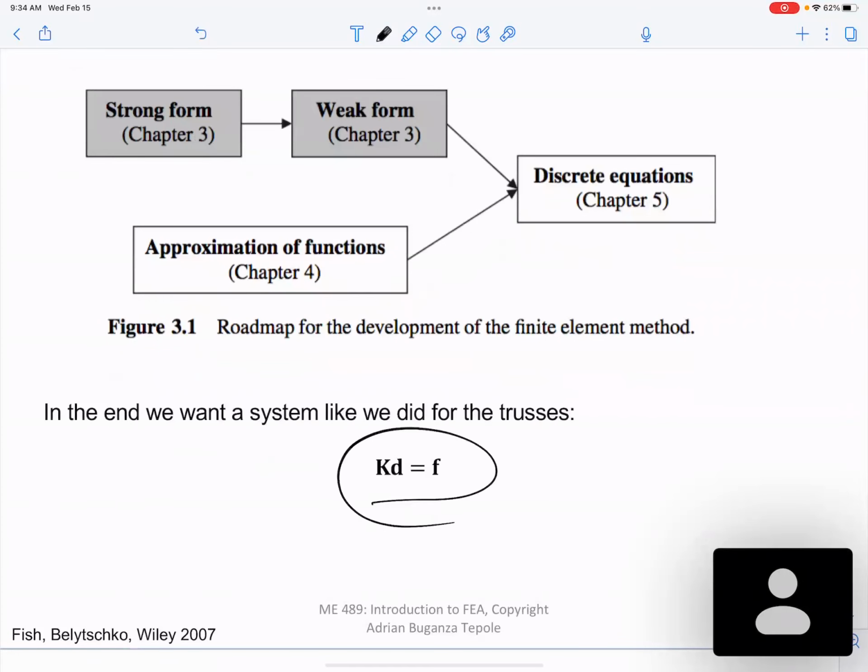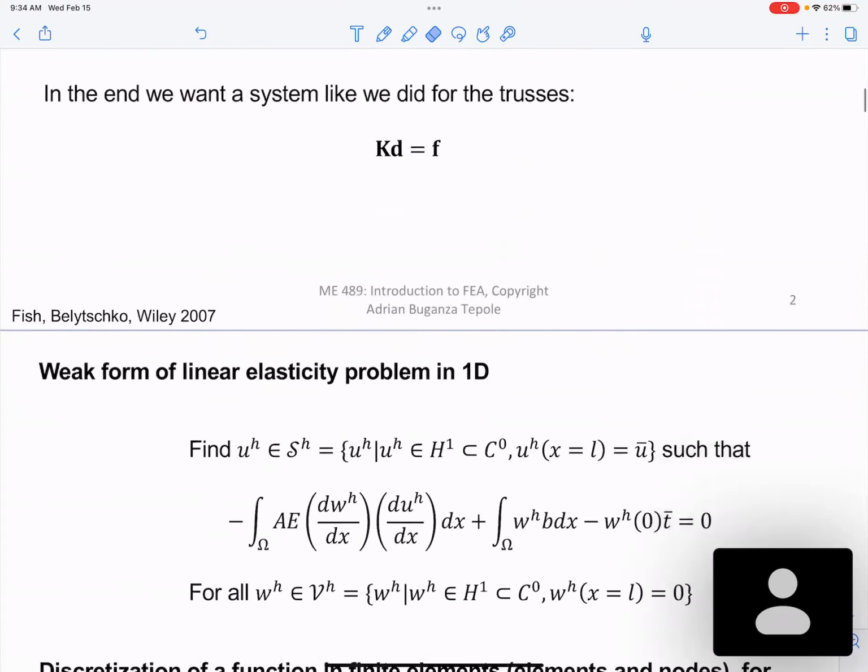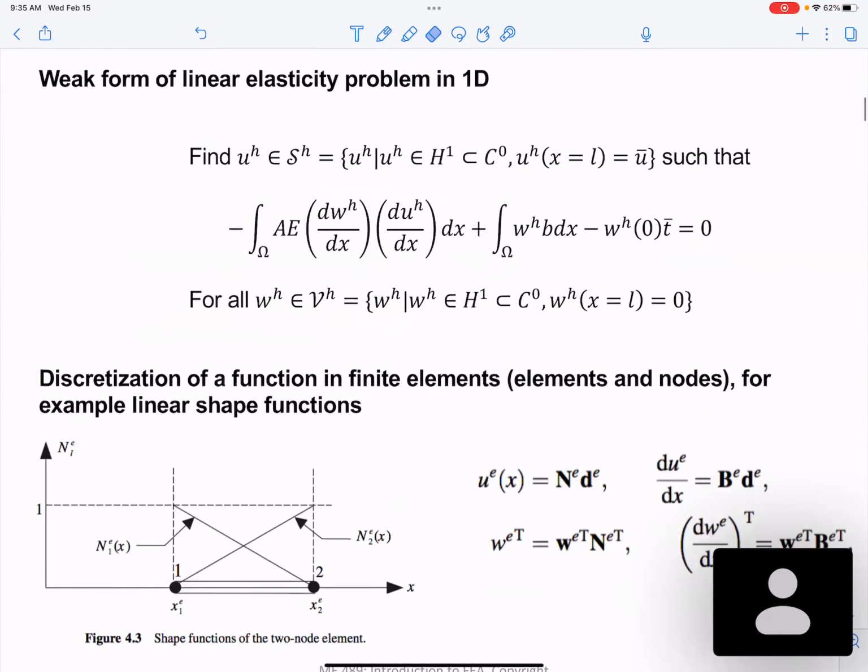Basically, we want to end up with something that looks like this: KD equals F, so that we can solve it just like we were solving for the trusses. That's the point. Just a reminder, what does the weak form look like? The weak form looks like that. Find U such that it's in C0, so it's continuous, and it satisfies the essential boundary conditions. And then this integral equation is satisfied for all W's such that W's are continuous and they vanish at the essential boundary conditions.